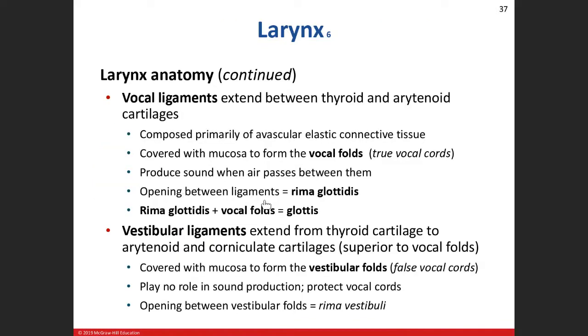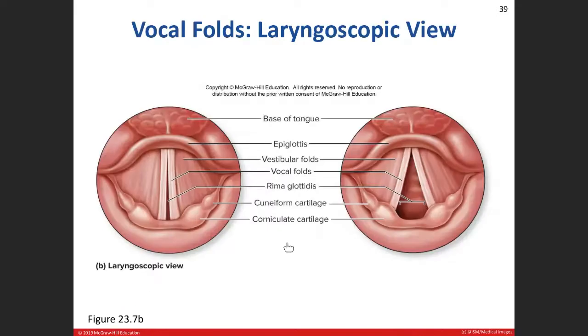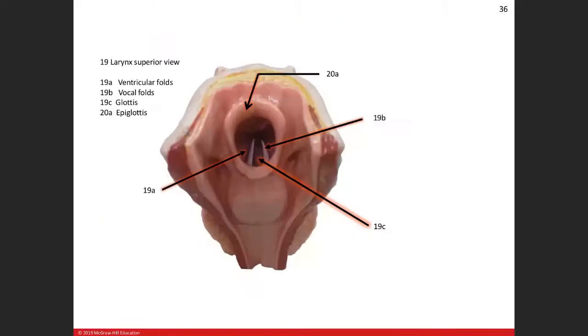All right, so these are the structures that actually make the sound as I am using them right now, as I'm talking to you. As the air is moving through, as I'm exhaling, I'm manipulating the vocal folds here, otherwise known as the true vocal cords, these white structures right here. Number 19B, these are the vocal folds. These are the true vocal cords, right?